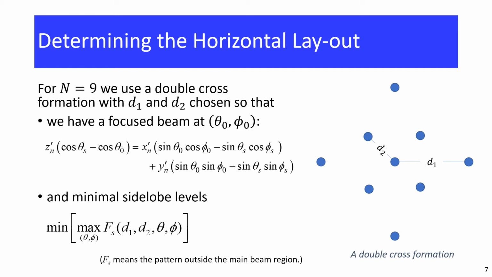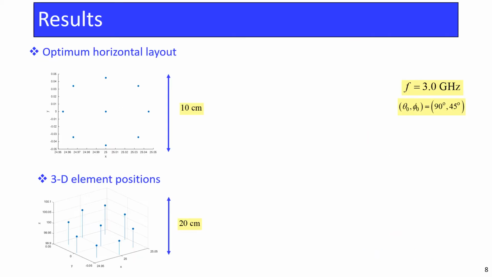In the expression at the bottom of the screen, we used f sub s to denote the pattern outside the main beam. For our first simulation, we tried to produce a beam focused on the direction 90 degrees on the polar plane and 45 degrees on the azimuthal plane with a 3 GHz operating frequency. We calculated the optimal horizontal configuration to be the one with d1 equals 4.5 centimeters and d2 equals 4.83 centimeters.